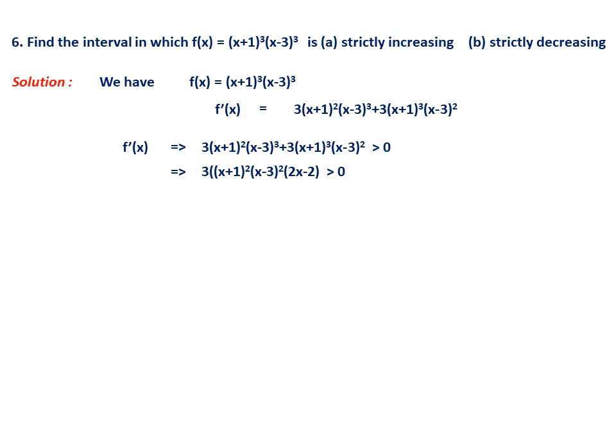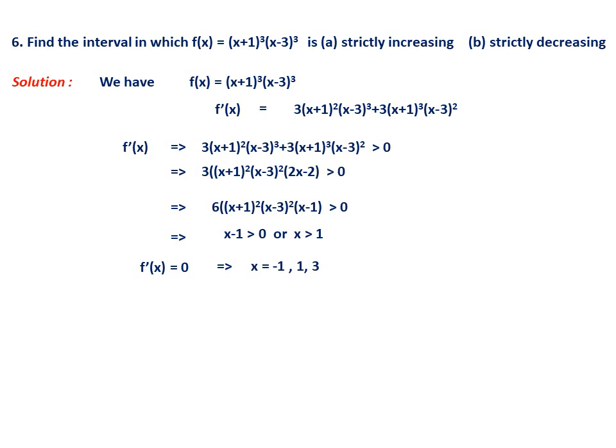Now we can take 3(x+1)²(x-3)² common, then it becomes (2x-2), positive. After simplification, that is 6(x+1)²(x-3)²(x-1) should be positive. So here x-1 should be positive, or x should be more than 1. Because 6(x+1)² is always positive and (x-3)² is always positive, positive is possible only when x-1 is positive. Therefore f'(x) = 0 gives -1, 1 and 3.